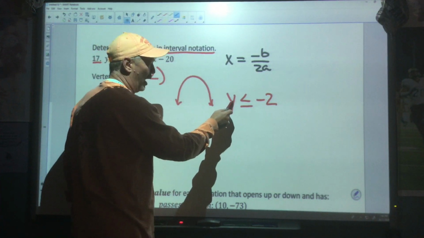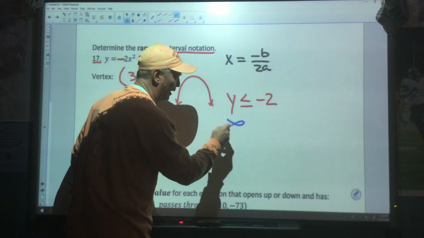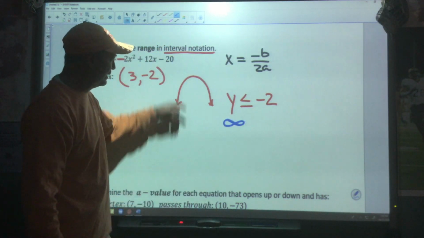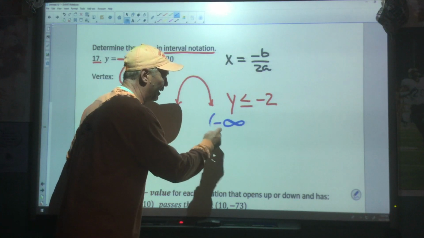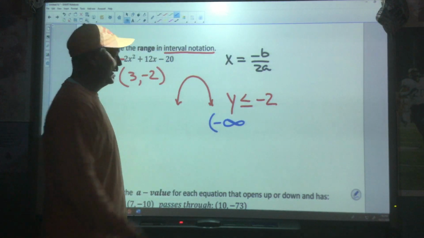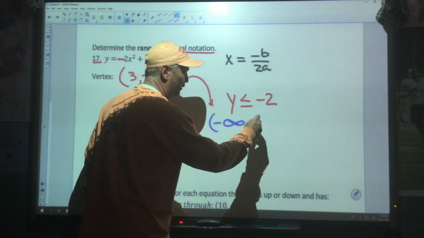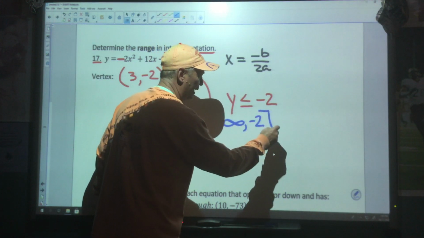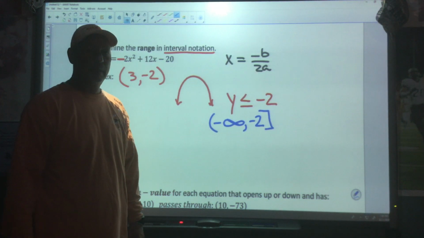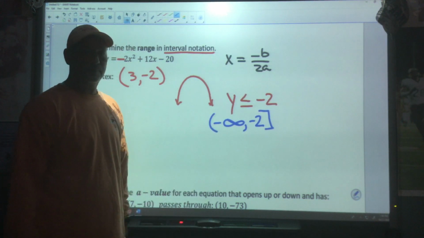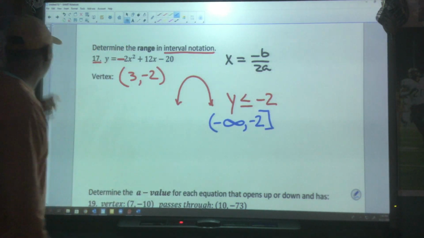We're going to say that the y is going to bring out the infinity symbol. And since we're going down forever, that will be negative infinity. And then the high point will be negative 2, which always is going to get the hard bracket. There is your interval notation. That's your range in interval notation. Okay? Next problem.